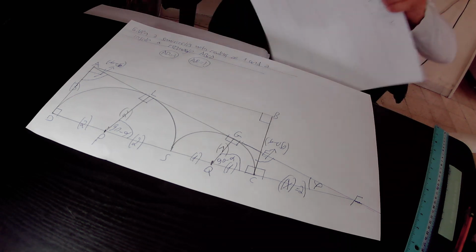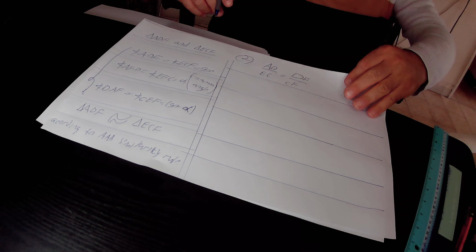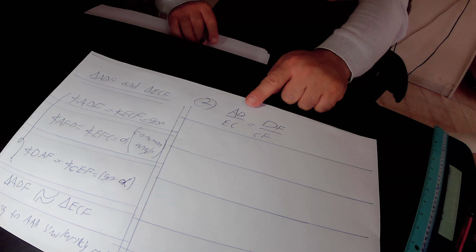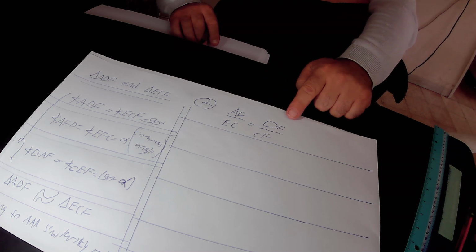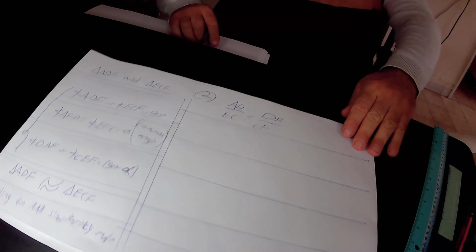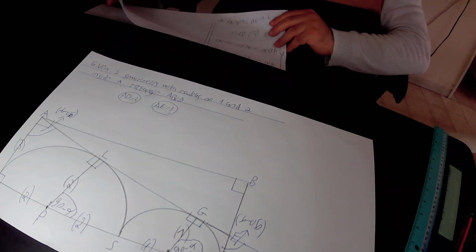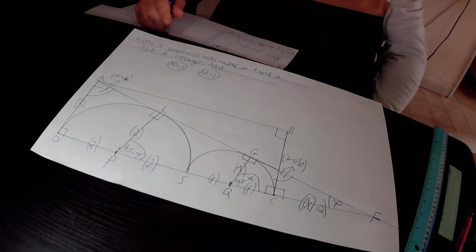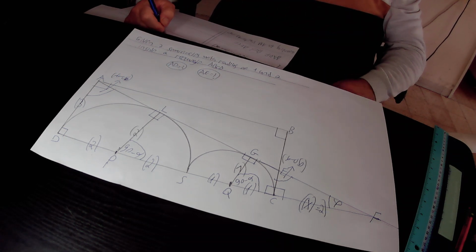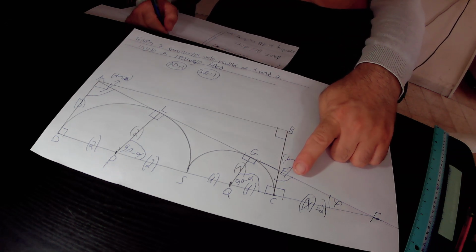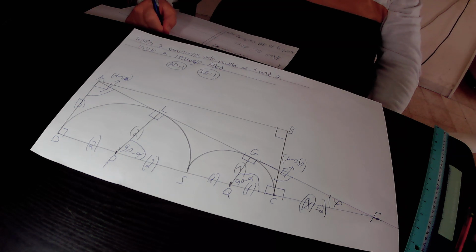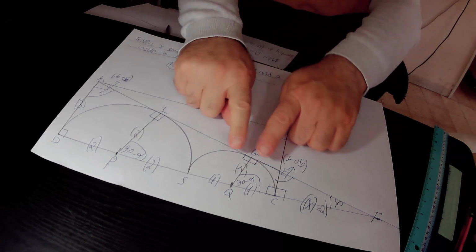So repeat again. We will derive that side AD in the big triangle over side EC in the small triangle equals side DF in the big triangle over side CF in the small triangle. AD equals 3 units in its length over EC. EC is the missing side, so we leave it as it is. And it equals DF.